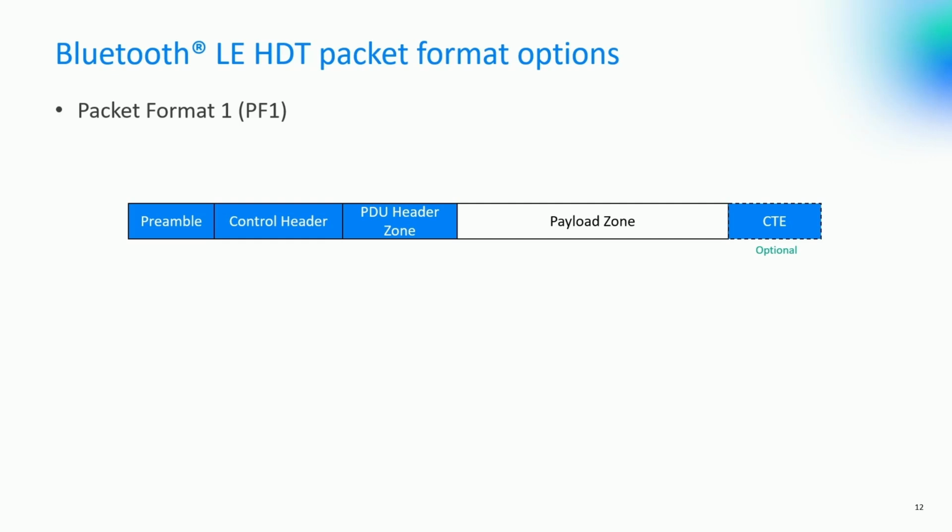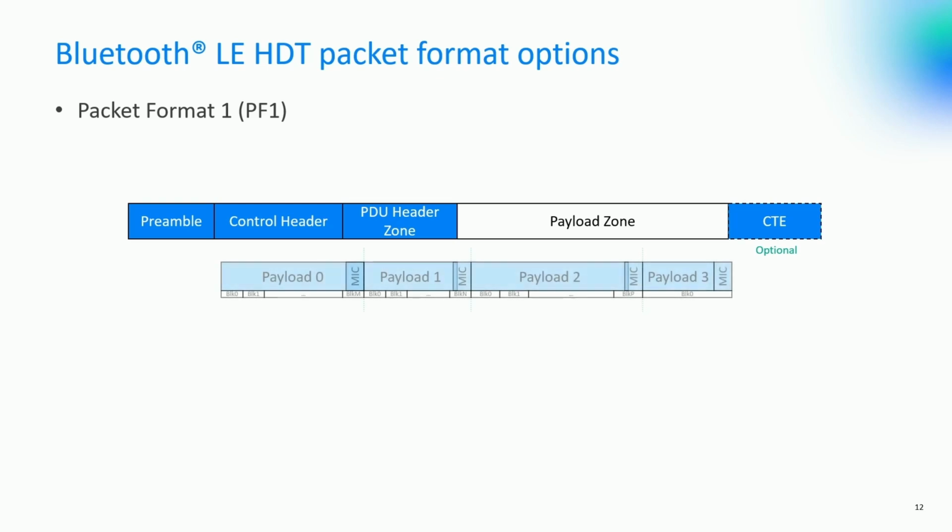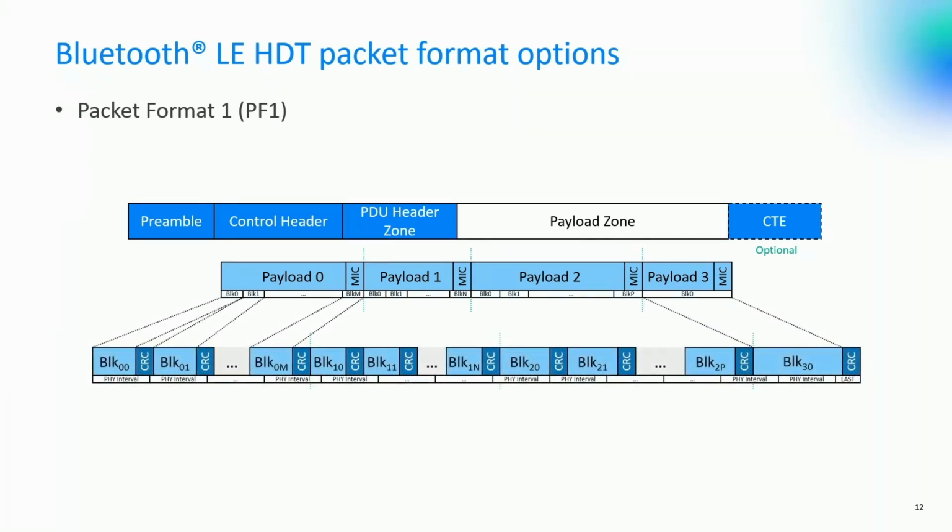Each payload plus MIC is going to be divided into blocks, 1 through 16, like you see illustrated there. The blocks are the same size, but the size of each payload may be different. The cyclic redundancy check for error detection, like I said, is calculated for each block. And then this payload zone is going to be split into intervals with a fixed number of symbols, called the phi interval symbol streams. All the phi intervals are the same size except for the last one, which can be shorter.